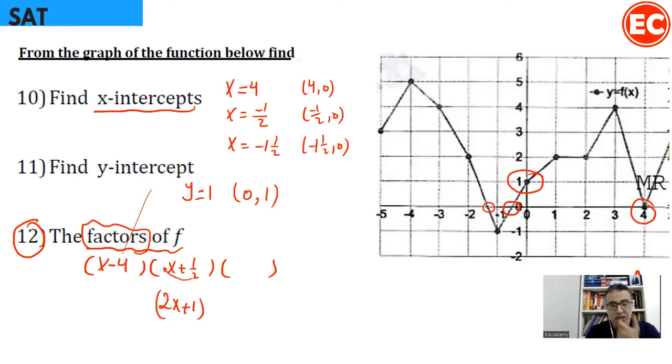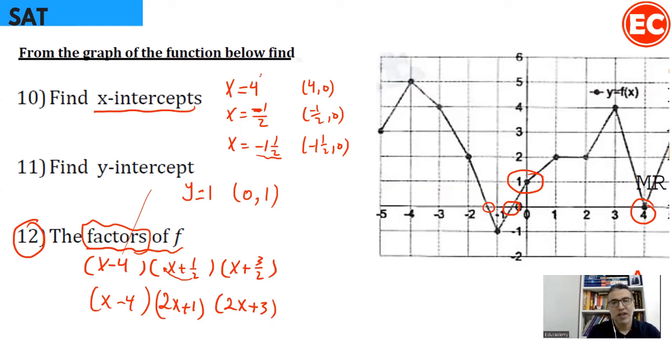And notice that this one is negative, but I add it to the bracket as positive. And finally, negative 3 over 2, which can be written as positive 3 over 2. So we can write it as 2x plus 3. So x minus 4, 2x plus 1, and 2x plus 3 are called the factors of the equation.